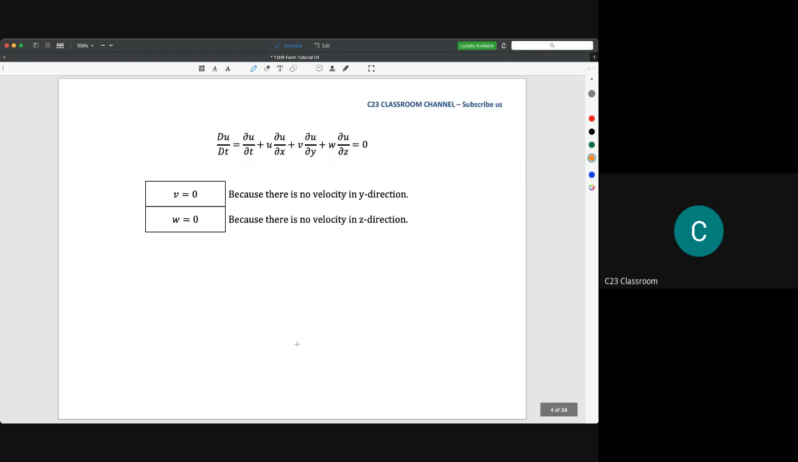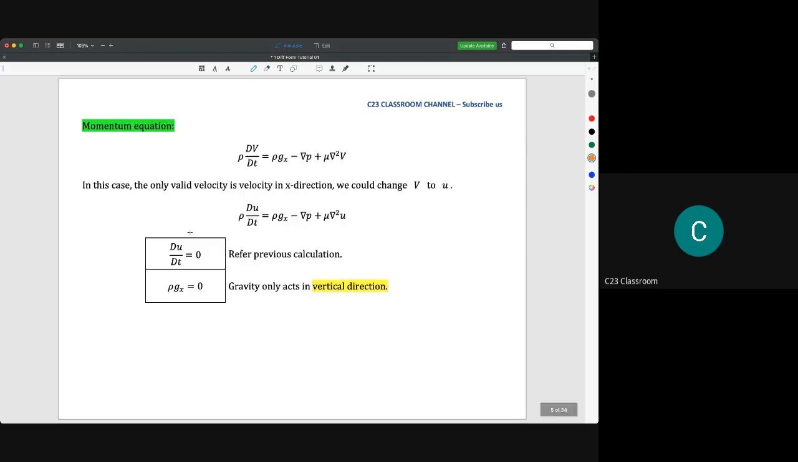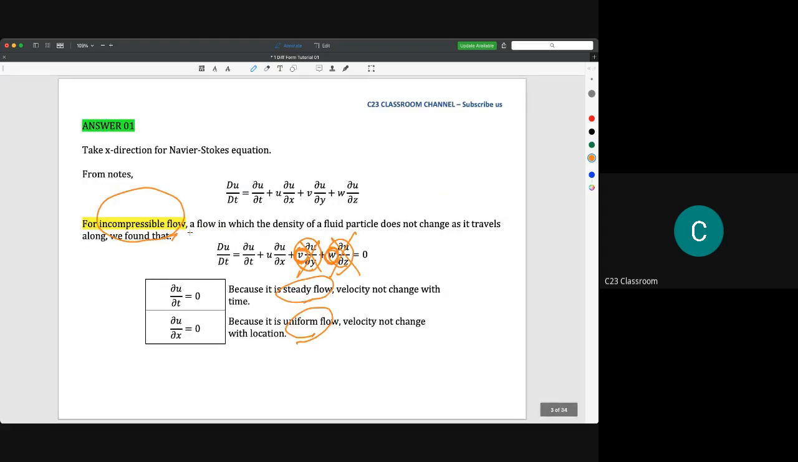Okay, so this is the assumption that I stated previously, because there is no velocity in the y direction and also no velocity in the z direction. So we could assume that v is equal to 0 and w is also equal to 0. Okay, so that is the continuity equation. And then now we go for the momentum equation, which is the Navier-Stokes. I'm sorry, maybe this is not the Navier-Stokes. This is the continuity equation.